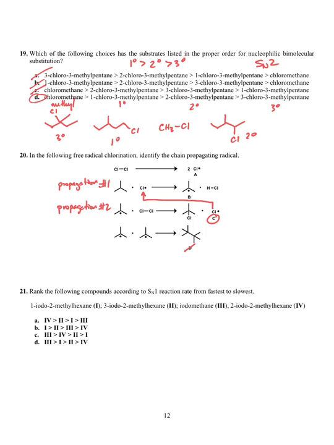Question 21 is a ranking question. So this is SN1 from fastest to slowest. So again, the rate trend for SN1 is opposite of SN2. So tertiary is greater than secondary, is greater than primary, is greater than methyl. So what you need to do is convert these names into structures and then classify. So you have 1-iodo-2-methylhexane.